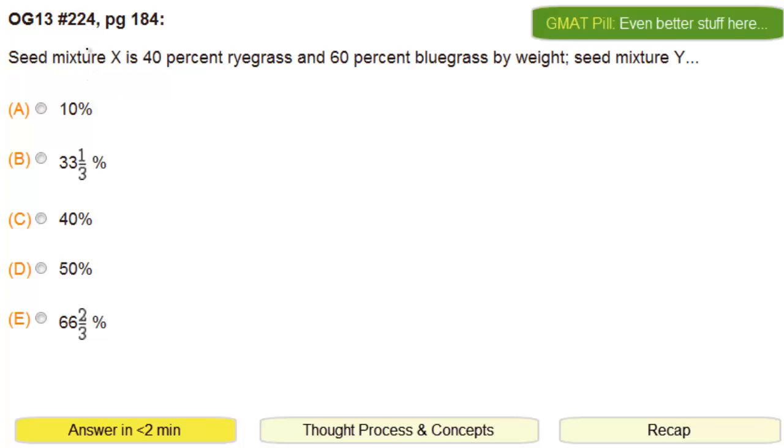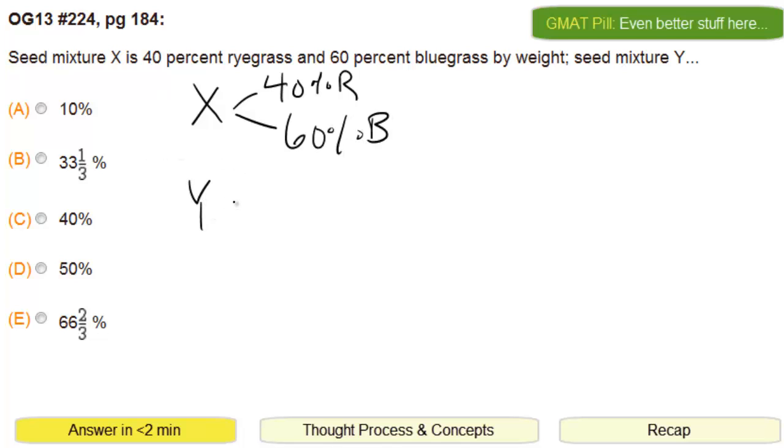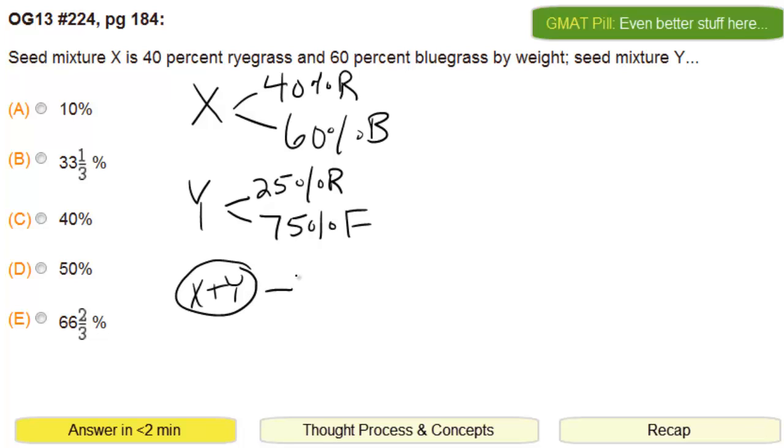Okay, this is question number 224. A seed mixture X is 40% ryegrass and 60% bluegrass. Then we have Y, and we're told it's 25% ryegrass and 75% some other third chemical starting with an F. We have to combine X and Y to make a mixture that's 30% ryegrass. Now the question is asking, what is the weight of X in this mixture?